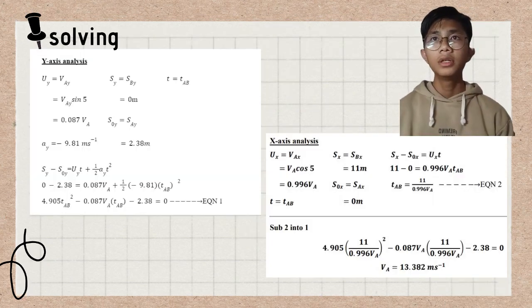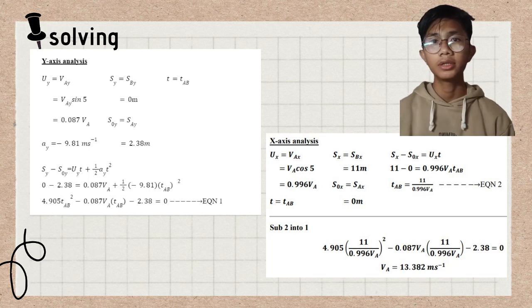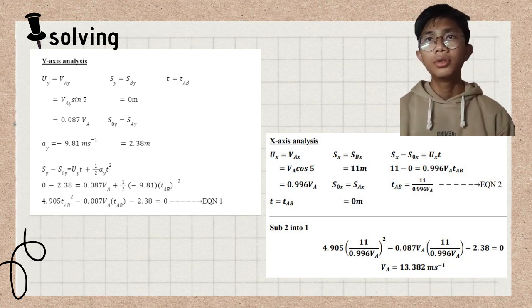Okay. Firstly, we will extract all the information given, which is: vertical distance from ground to ball is 2.38 meter, horizontal distance from ground to ball is 11 meter, trajectory of ball to ground is 5 degree, and we are going to find the initial velocity of the ball after the ball has been kicked. So we will use y-axis analysis first.